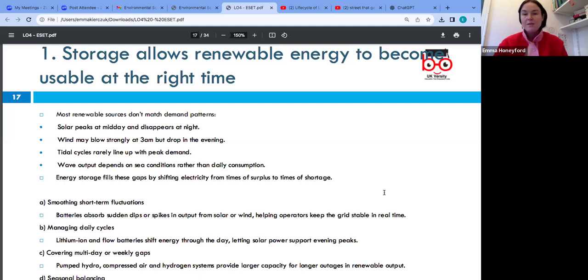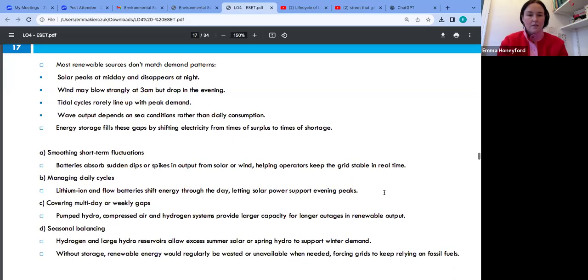But there are ways in which to get around this. Energy storage fills these gaps, so it bridges the gap by shifting electricity from times of surplus to times of shortage. So we know that energy storage is the way forward. It's positive. We just need to understand how to do it effectively.